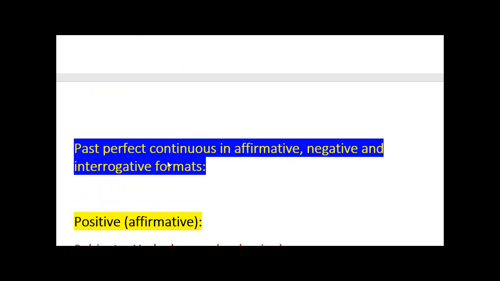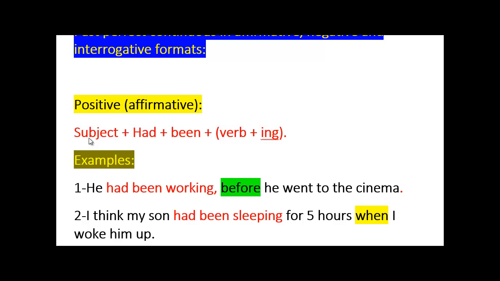The format for the past perfect continuous can be in affirmative or in a negative or in an interrogative, which means in the positive and the negative and in the questions. Here we got in the positive, subject plus had plus been plus verb plus ing. He had been working before he went to the cinema. Before is a subordinating conjunction there, okay, between the two sentences, and you can see subject he had been working exactly, and the conjunction. That is for the positive.